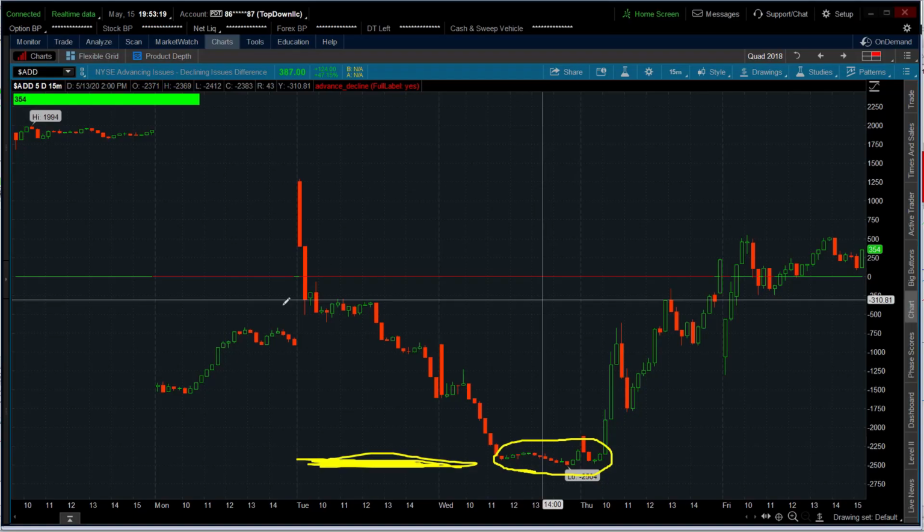Usually you will get a trending day either to the upside or the downside when you have this situation. So that being said, again, looking at just the 5 days, notice what happened here.